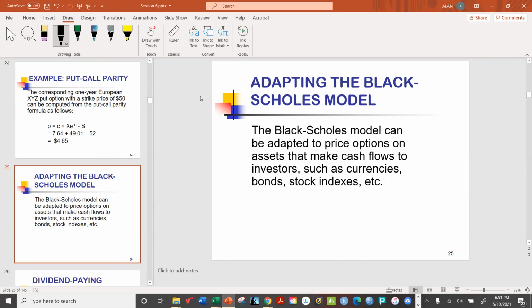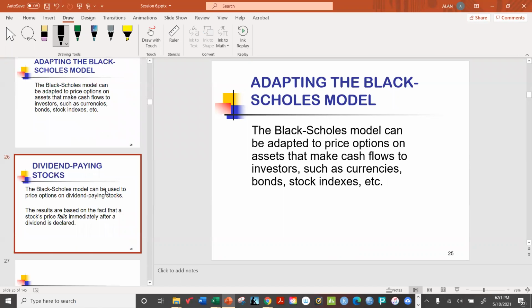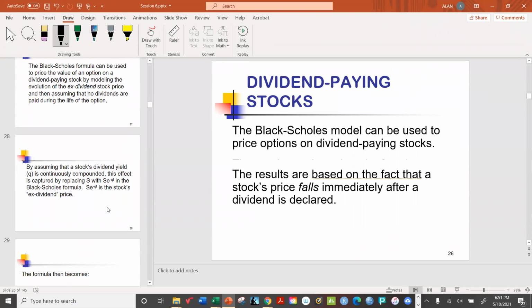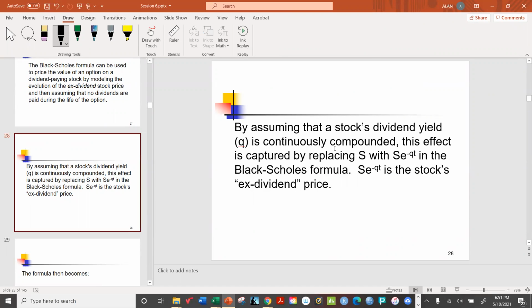So what we have to do, now, by the way, I'm assuming that there's a continuously compounded return to this asset. Everywhere there's an S in the formula, we replace it with S e to the minus QT. Okay, think of that as the so-called ex-dividend price, meaning the price after a dividend is paid. But instead of having discrete or periodic dividends, we're going to assume that the dividends are paid out on a continuous basis.